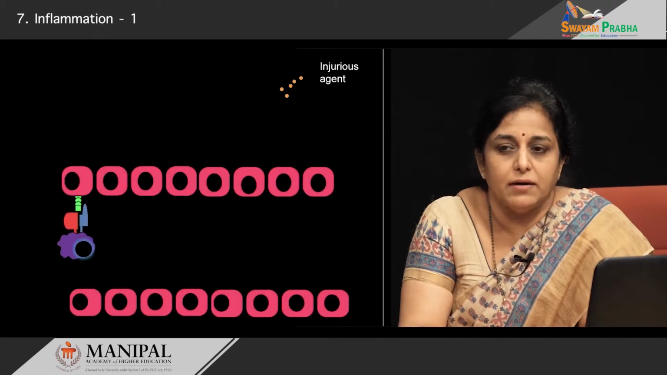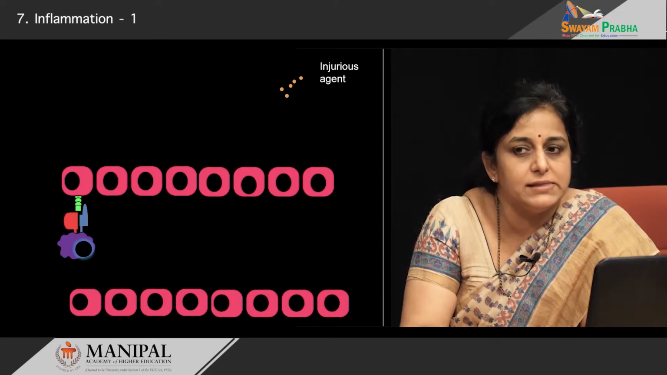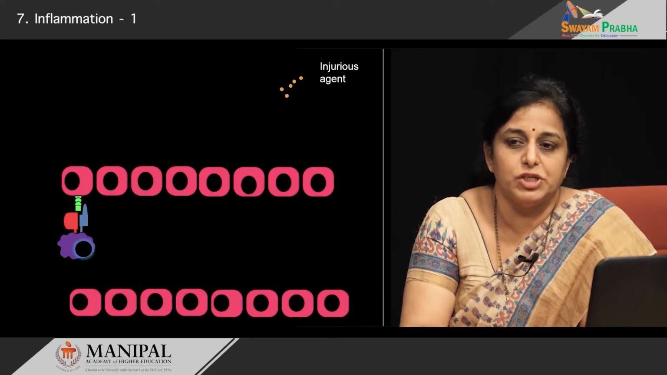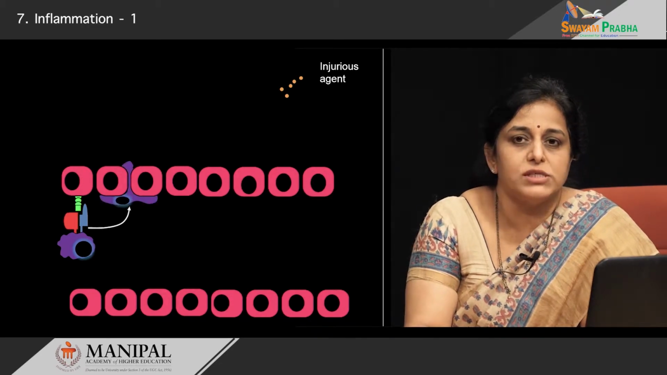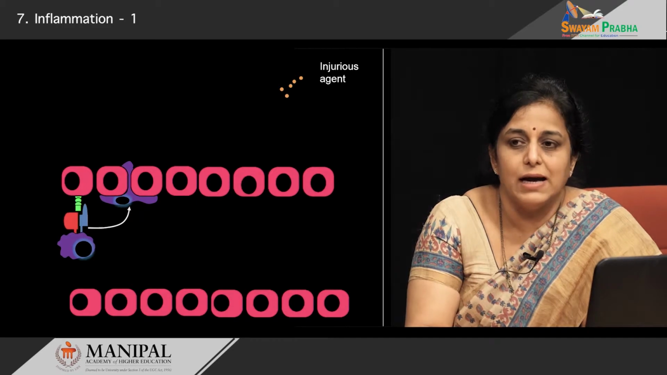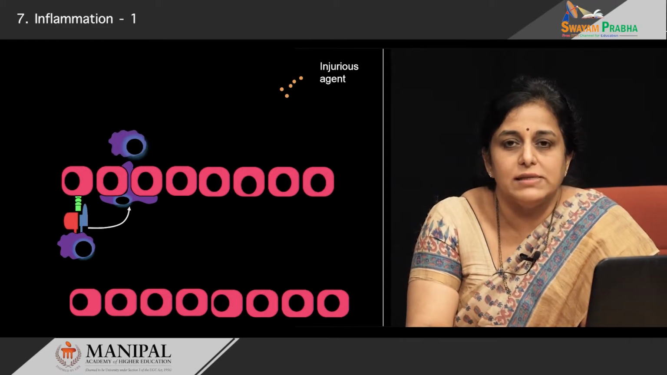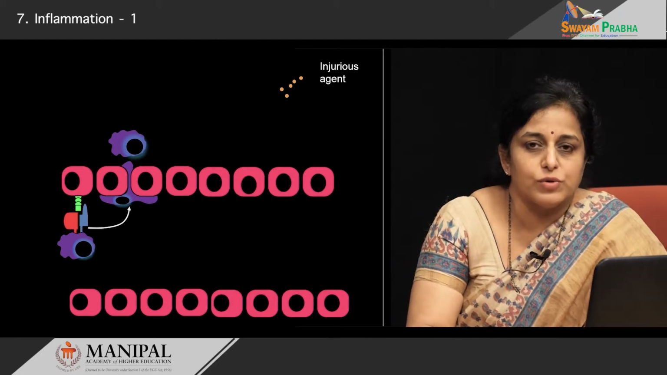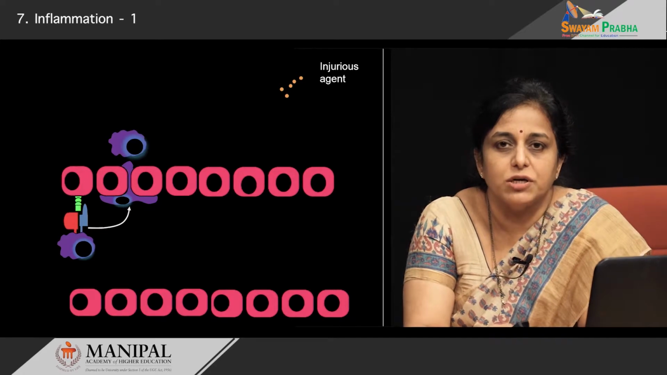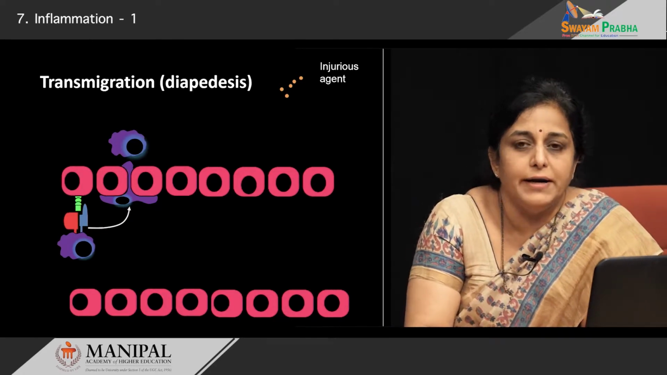Now, what is happening here? Now, there is a firm adhesion brought about by integrins and endothelial adhesion molecules. Next, these leukocytes slowly move and extend their pseudopods between the endothelial cells to exit the circulation. They leave the endothelial cells and arrive in the tissue. This process of movement of leukocytes from the circulation to the tissue is called transmigration or diapedesis.